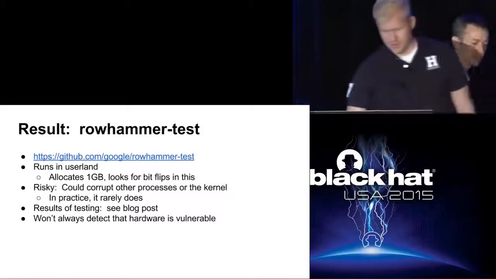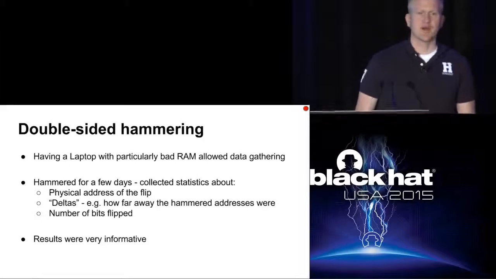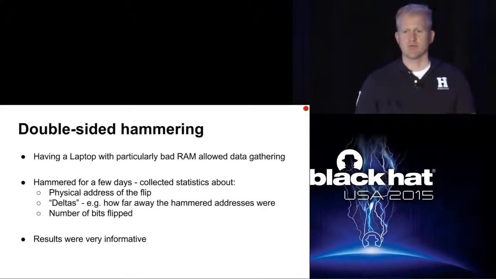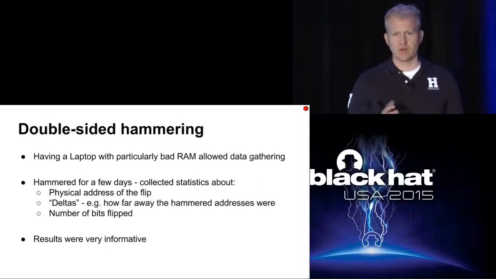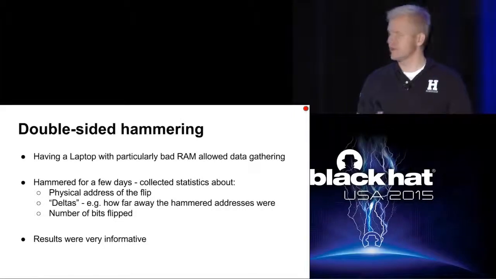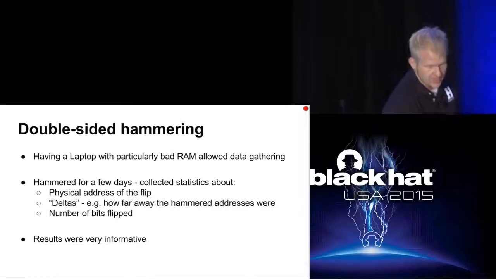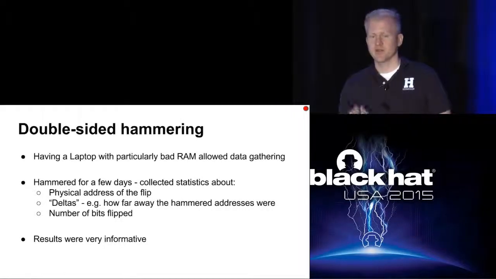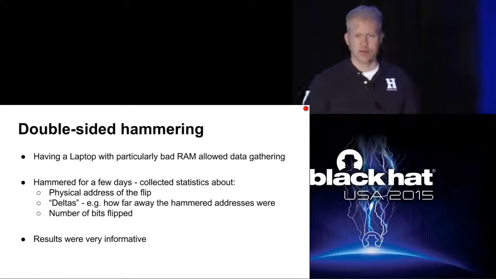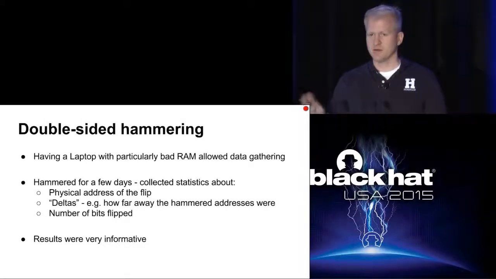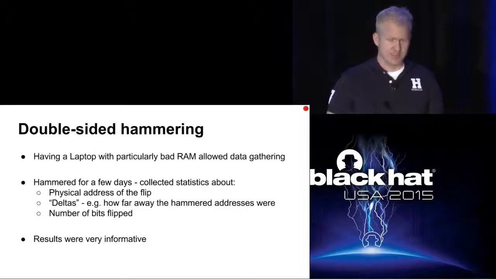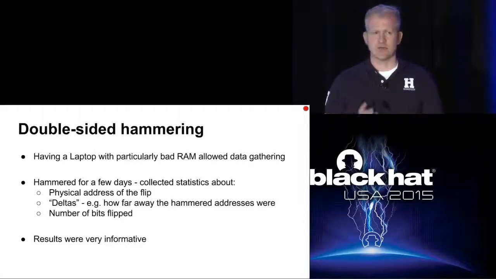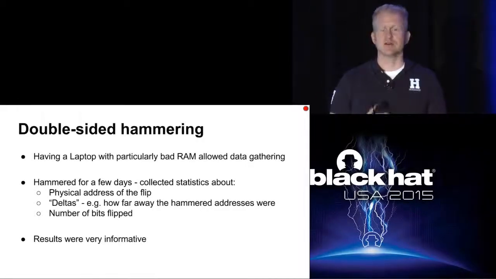All right. There are a number of refinements you can do to the basic Rowhammer testing, and one of the important refinements we want to talk about here is something that we call double-sided hammering. The entire thing started with patient 0, the first laptop that Mark reproduced the bit flips on. We were lucky in the sense that that laptop was really bad in terms of RAM. Because it was so bad, we got a lot of data from that laptop that then allowed us to refine our approach to hammering.